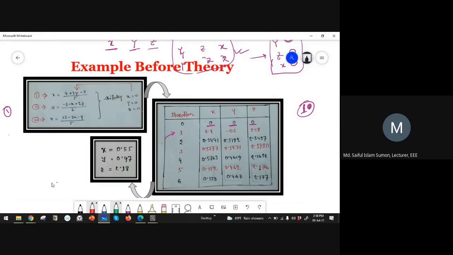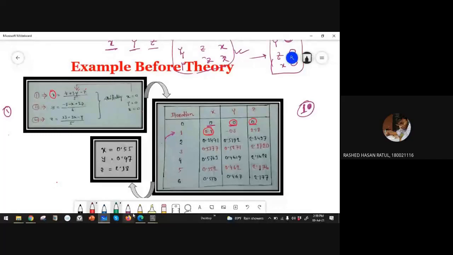So here, first, I will find the value of x with the help of the initial guesses of y and z. So x will be found with the help of these previous y and z, the initial guesses. That means I will put 0, 0 here. After that, I am going to get x equal to 4 by 5, that means 0.8. Are you okay till now?